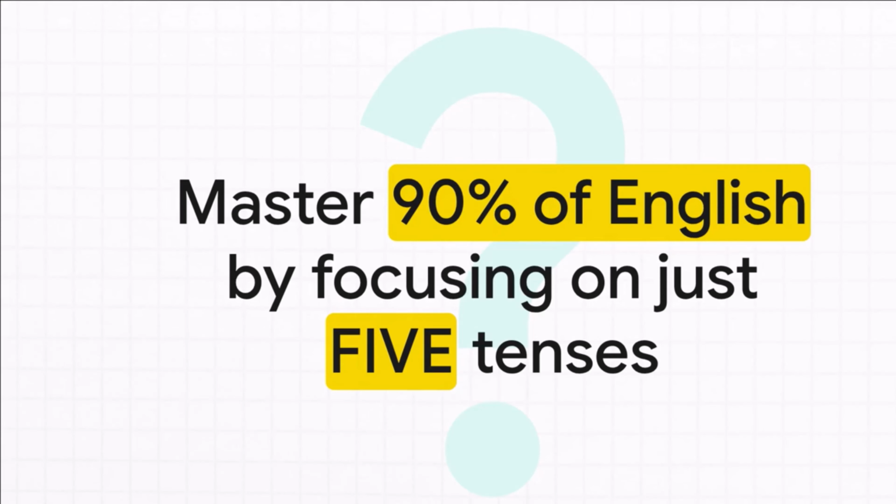So that leads us to a really powerful question, doesn't it? What if you could get a handle on the vast majority of English, and I mean like 90% of it, just by focusing your energy on 5 core tenses? It's the ultimate shortcut to sounding fluent, and that is exactly our game plan for today.